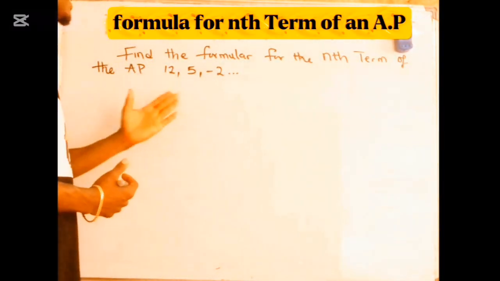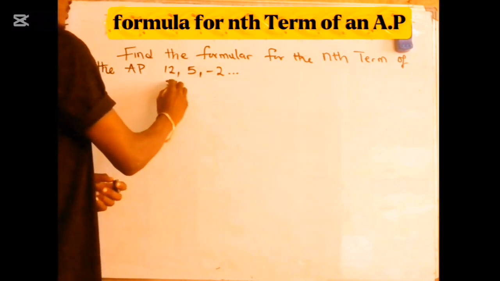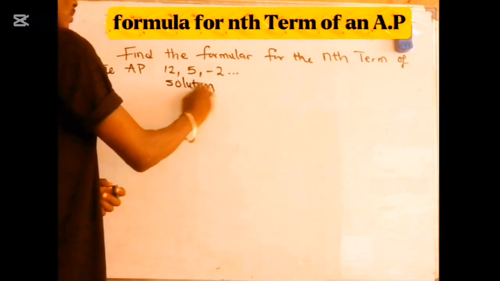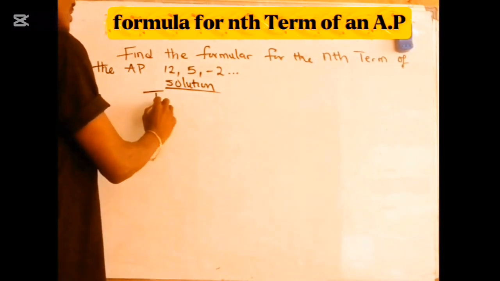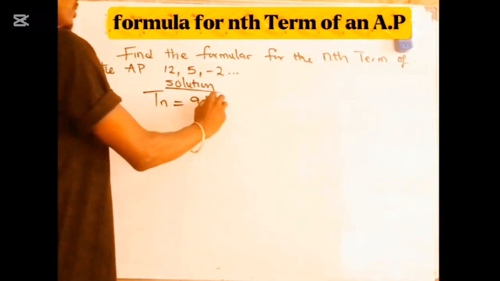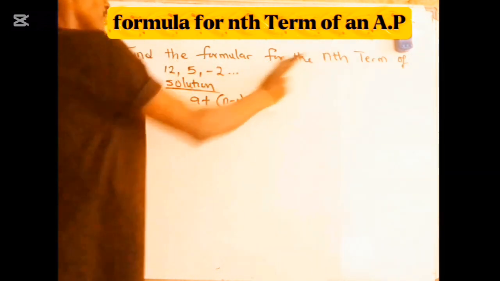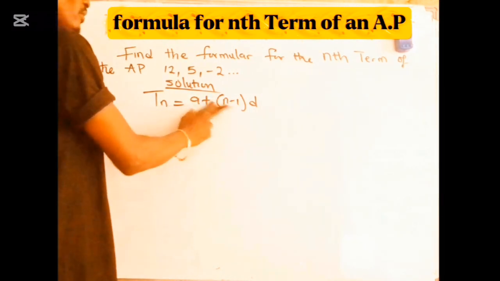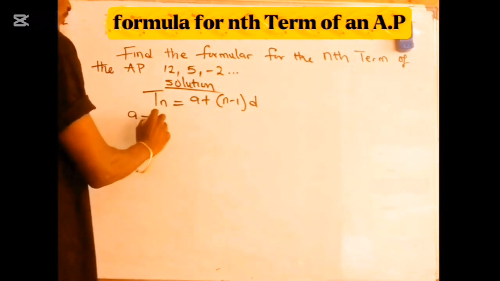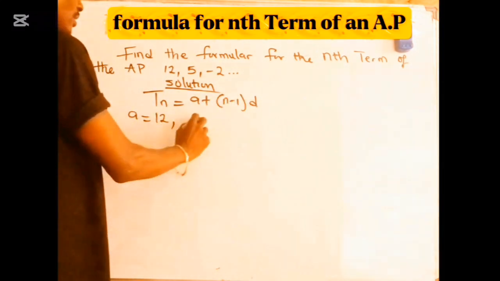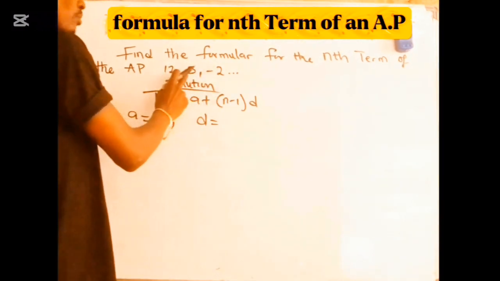Find the formula for the nth term of the AP. Remember, the nth term of the AP has the general formula Tn equals A plus n minus 1 D. So for the nth term, you are looking for Tn, where A is equal to 12, D is equal to 5 minus 12, or minus 2 minus 5.